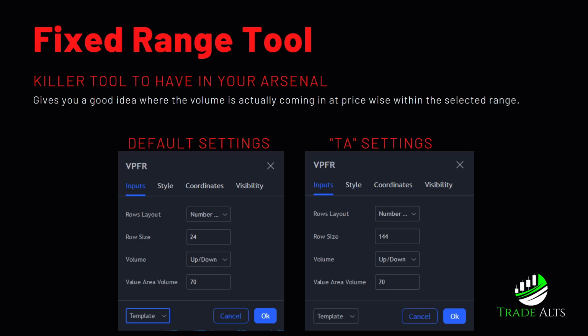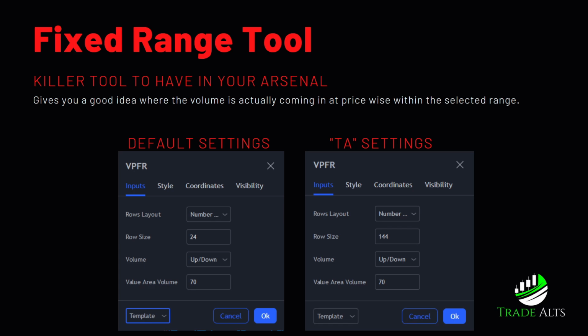So I'm just going to go over these settings again very briefly because they're important and I'm still getting questions about that I'm seeing in Discord. So again, the default settings for the fixed range tool, you can see them on the left there. The only difference in the settings that I use is the row size is 144, and it just gives you more precision. At least for me, that's why I prefer it, especially when I'm doing macro pulls, because I want to see more data, as opposed to only having a row size of 24, where the data is kind of condensed down.